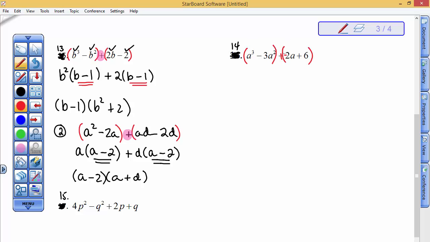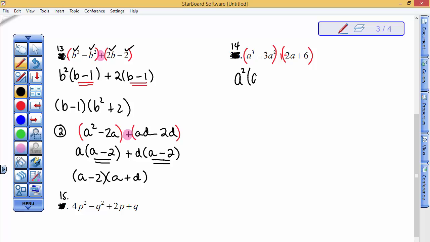So the greatest common factor here is an a to the second power, because you can't go the biggest exponent, you've got to go the smallest exponent. So a to the second can come out of that. And then I'll have an a minus 3. The greatest common factor between a 2 and a 6 is a 2.